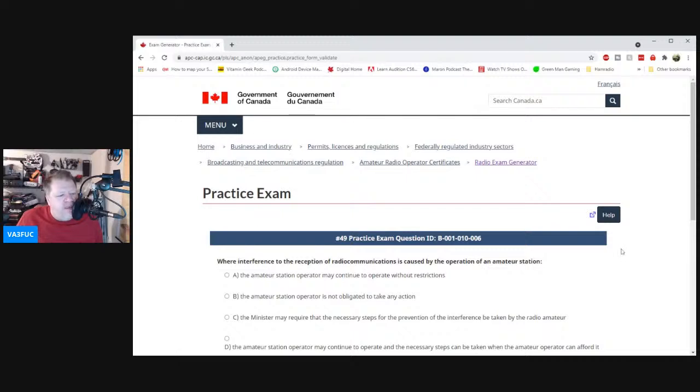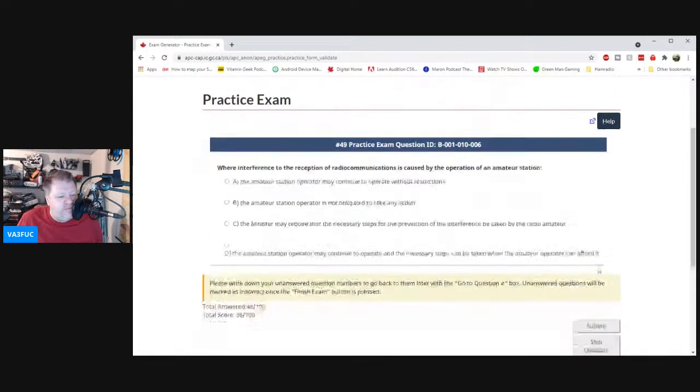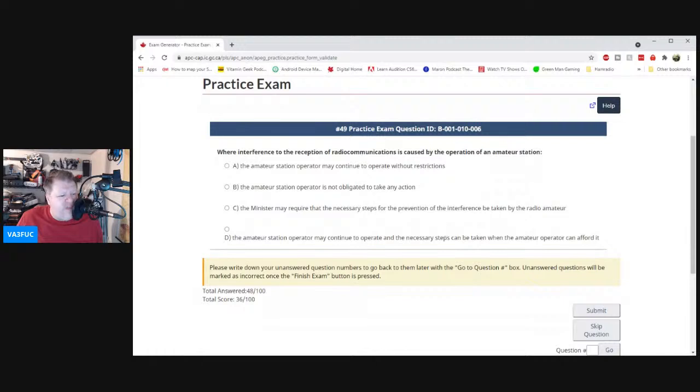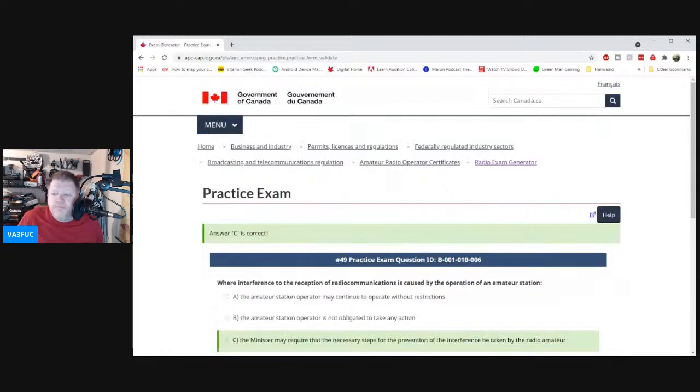Here we go. Where interference to the reception of radio communications is caused by the operator of an amateur radio station, what applies? The amateur radio station may continue to operate without restrictions. The amateur radio station is not obligated to take any action. The ministry may require necessary steps to prevent the interference from being taken by the amateur radio station. The amateur station operator may continue to operate, and the necessary steps are taken when the amateur operator can afford it. I believe it is C. The ministry would have to step in to make sure that this thing gets taken care of, if I remember correctly. Yeah.